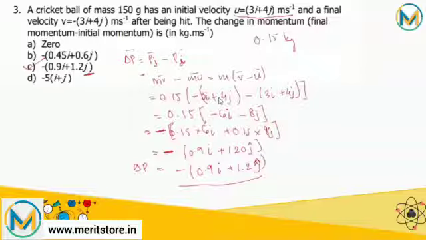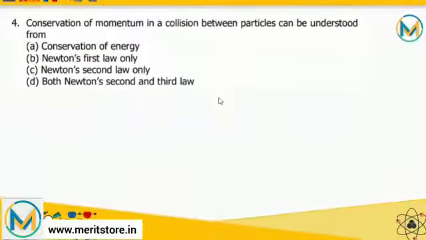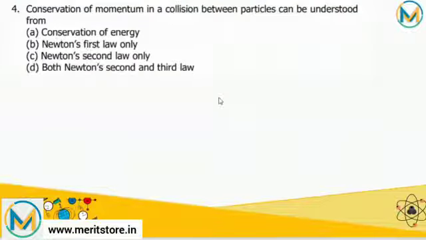Moving towards the next question. Conservation of momentum in a collision between particles can be understood from. So, according to this law for a system of particles, it is derived from both Newton's second and the third law of motion. Okay. So the correct answer for this question is option D, that is both Newton's second and the third law of motion.